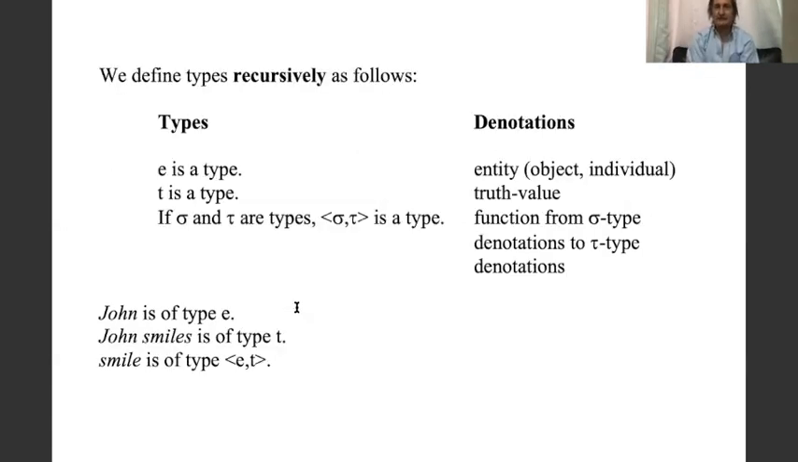And we're going to define types recursively, and I'll tell you what that means in a minute, as follows. We're going to take there to be two basic types. Those basic types are E and T. E is a type of an entity. Entity is just a fancy word for object or individual. T is a type for truth value. There are only two truth values, true and false, where their type is T.